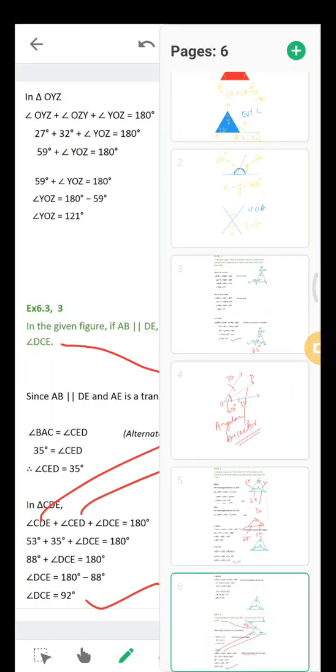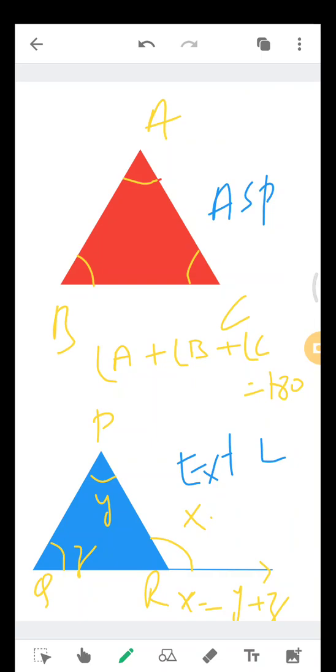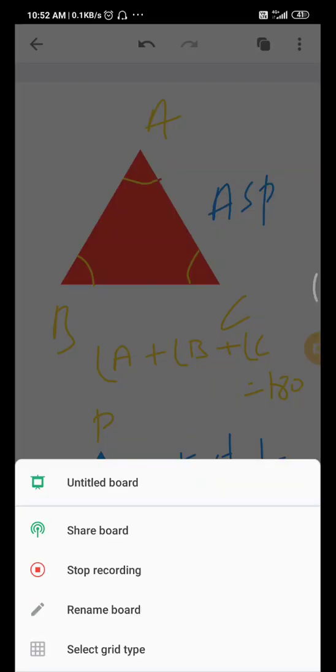You need a lot of practice for geometry questions, okay, and all the concepts are interlinked to each other.